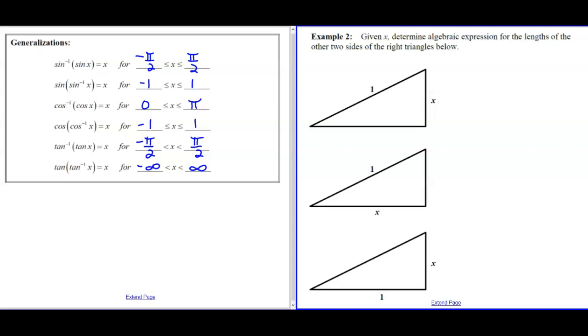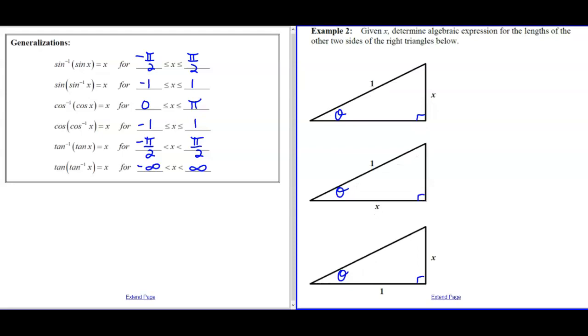They're all right triangles. We forgot to put the 90s in there. And we're going to call this bottom angle theta in all of them. We forgot to label it. What we've done for you is assign some values to some sides. In the first one, the hypotenuse is 1, and the opposite side to theta is x. Here, the hypotenuse is 1, but the adjacent is x. And in this one, the opposite is x and the adjacent is 1.